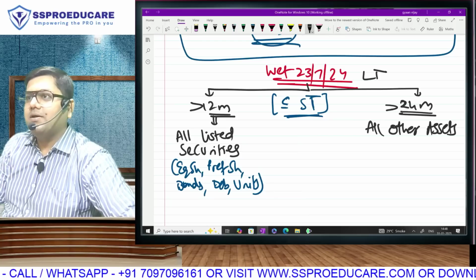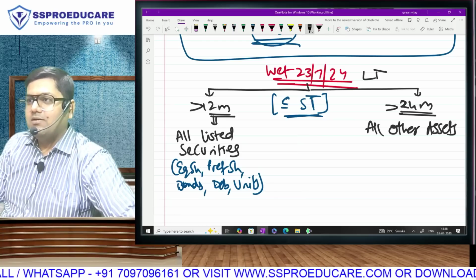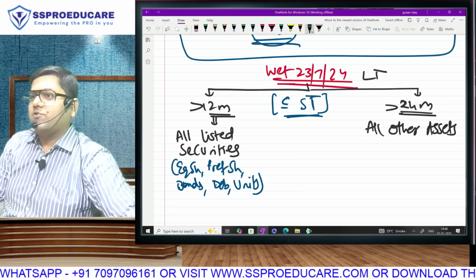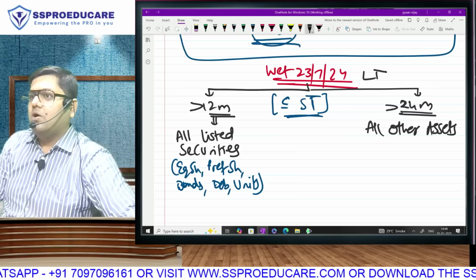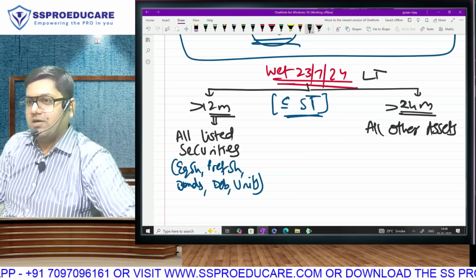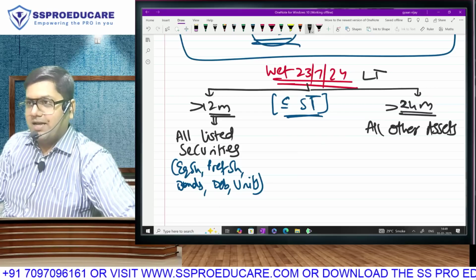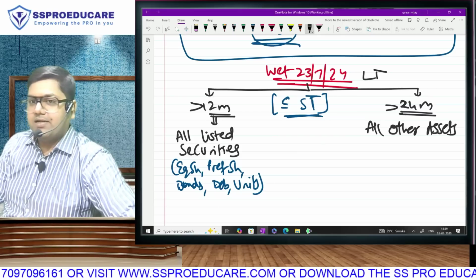So they can't apply immediately. I hope you understand. With effect from 23rd July 24, all listed securities will become long term after 12 months, and all other assets will become long term after 24 months.